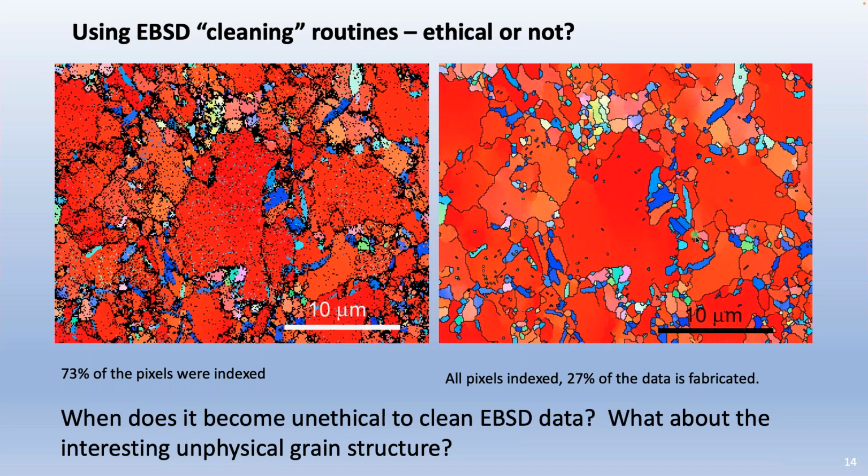Here's another incomplete grain boundary. So you begin to see things that lead you to believe that this is not a reasonable representation of the actual grain structure of that sample. So when does it become unethical to clean EBSD data? I'm not sure I have an answer for that question.